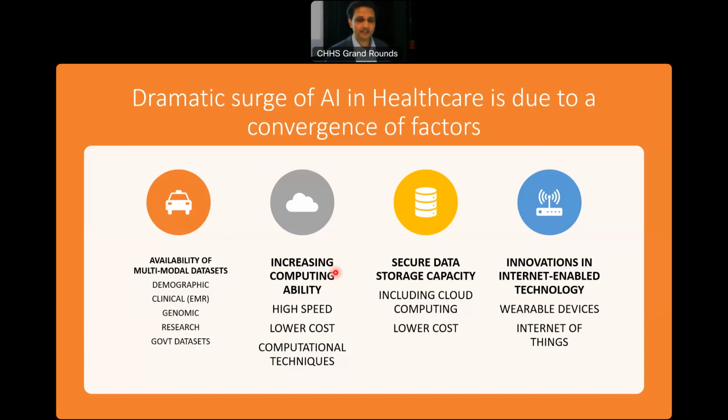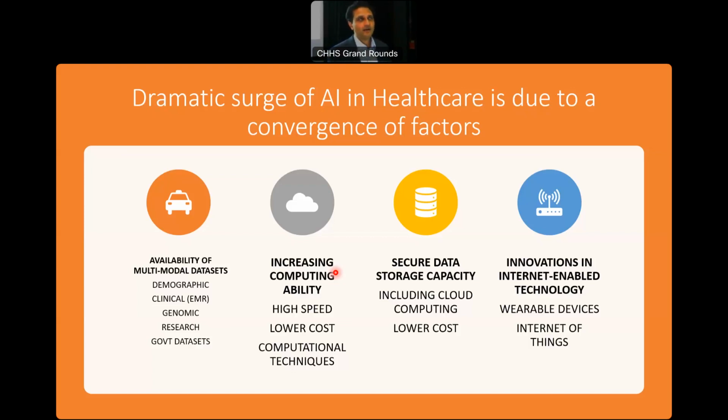So we've just adopted the EHR from Epic, but they are becoming much more widespread. We have now genomic data sets. So we have the DNA of humans, we've got whole genome sequencing. We've got research data sets and research registries, and we've got government data sets that allow us to do data linkage. That has occurred in parallel to increased computing ability.